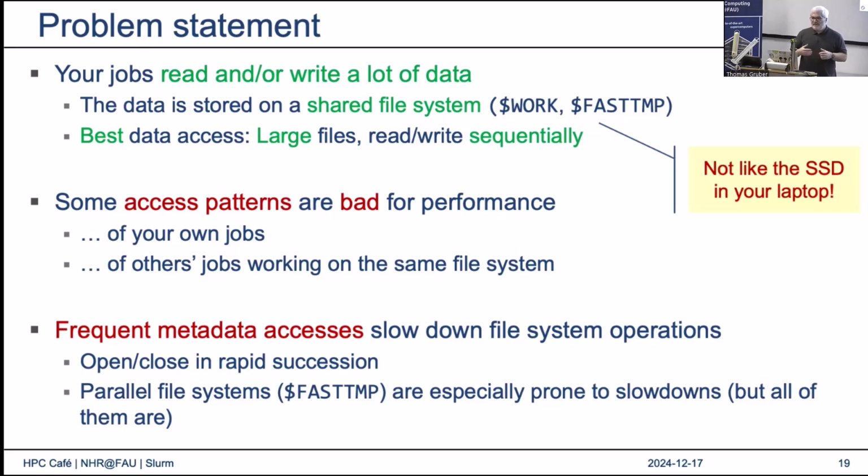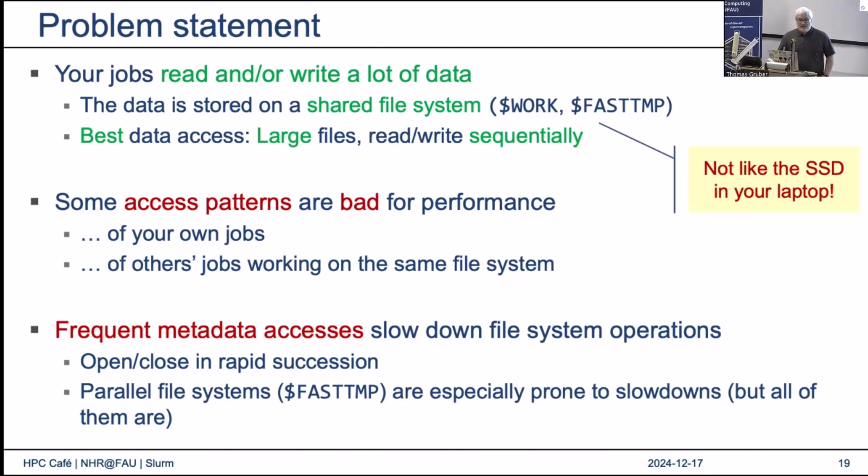So the best kind of data access that file systems like is large files read or written sequentially. Okay, if you can organize your data and your access to the data in this way, this is the best way you can treat them. And then it's pretty much impossible that a single user can do harm to everybody else like that. However, some access patterns are bad for performance and they might be required by your job.